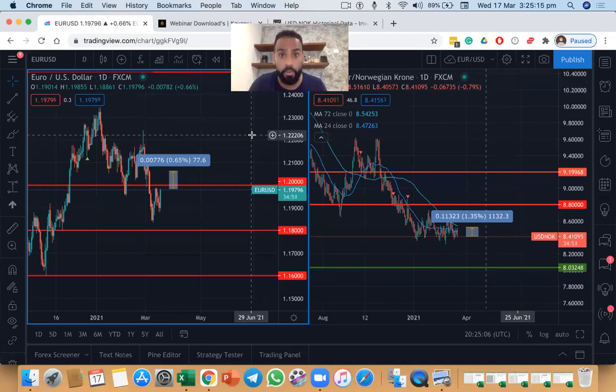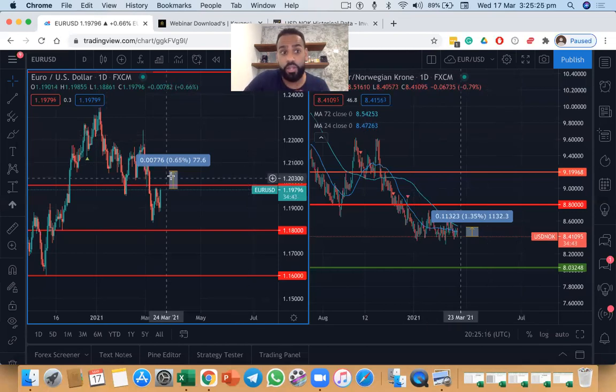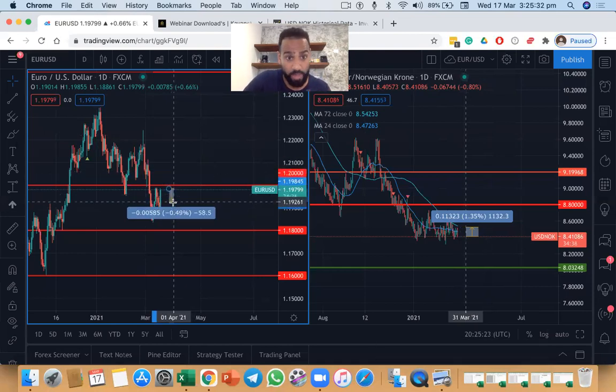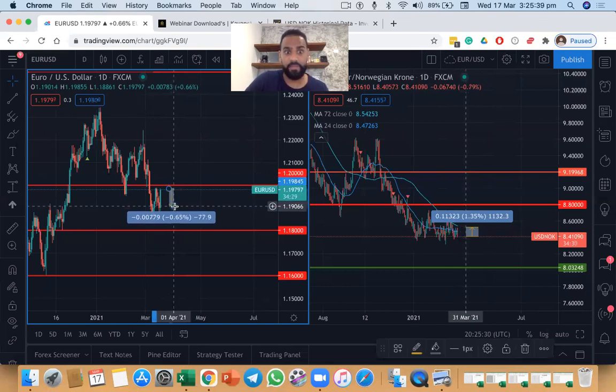So for an example, if euro dollar fluctuates by 0.65% per day, if I was to buy the euro against the US dollar today, my stop loss would have to be 0.65%. So from where the price is right now, if I was to try to day trade this currency pair, that would have to be where my stop loss is.